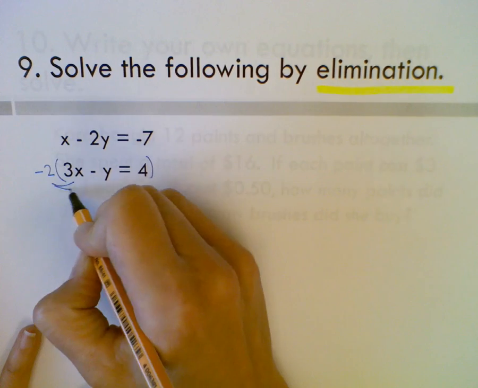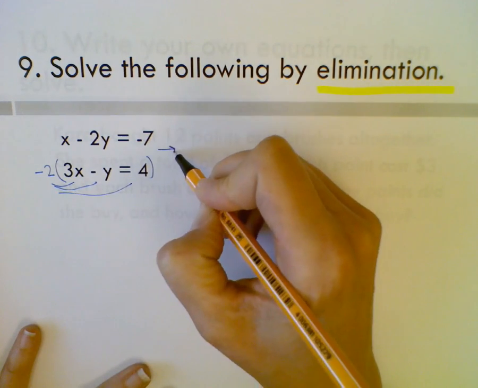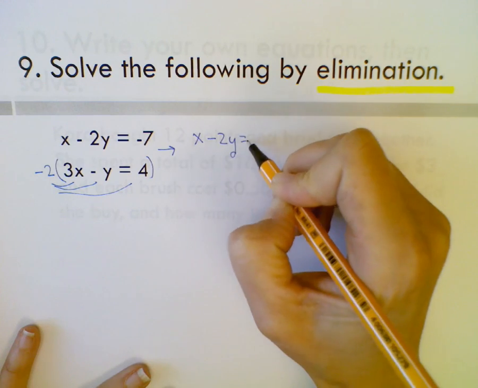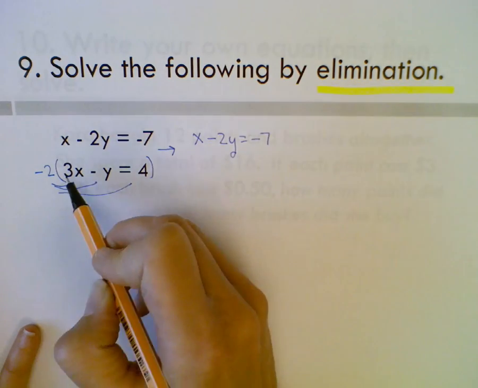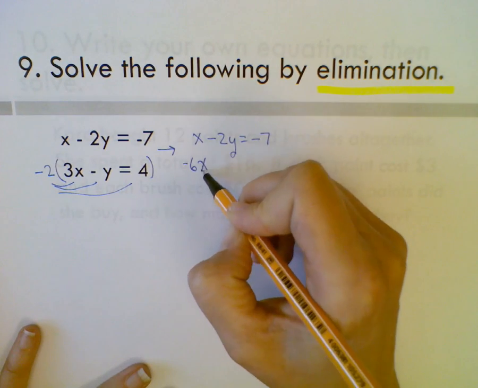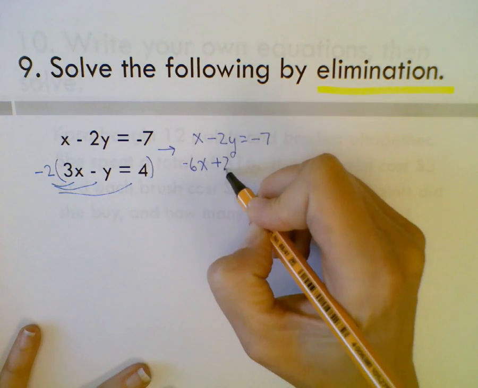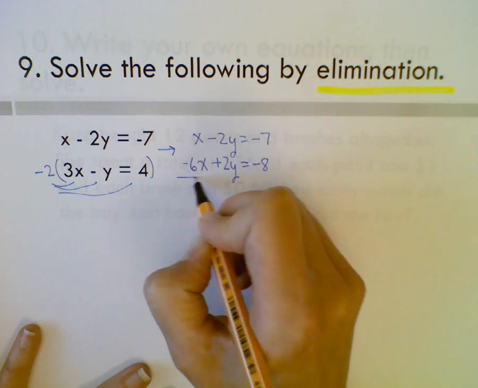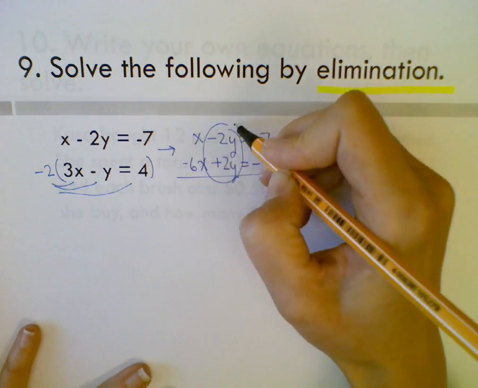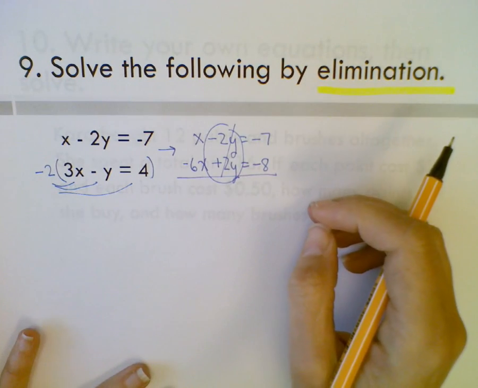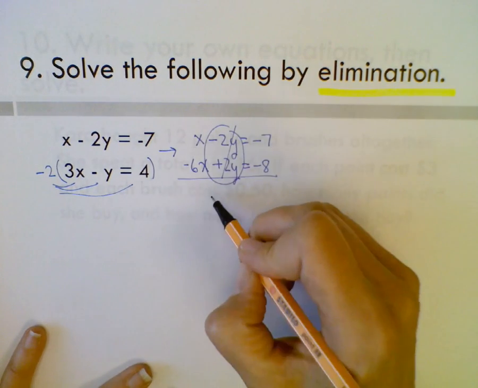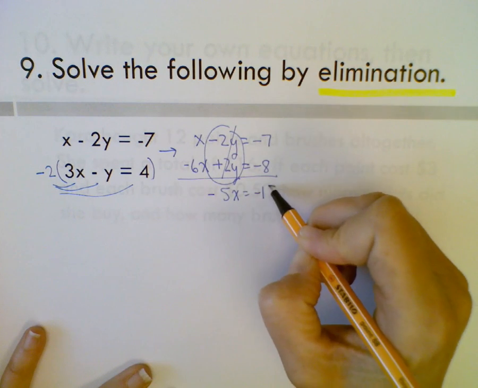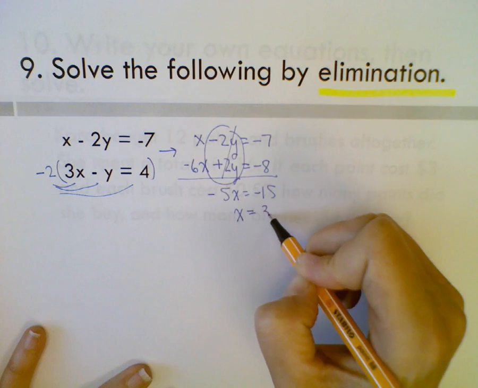So I can go ahead and multiply that out. My top doesn't change, my top equation. But here I'm going to have negative 6x plus 2y equals negative 8. And I see here that my y's are going to cancel. Okay, they're going to eliminate themselves. X minus 6x is negative 5x. Negative 7 minus 8 is negative 15, so that x equals 3.